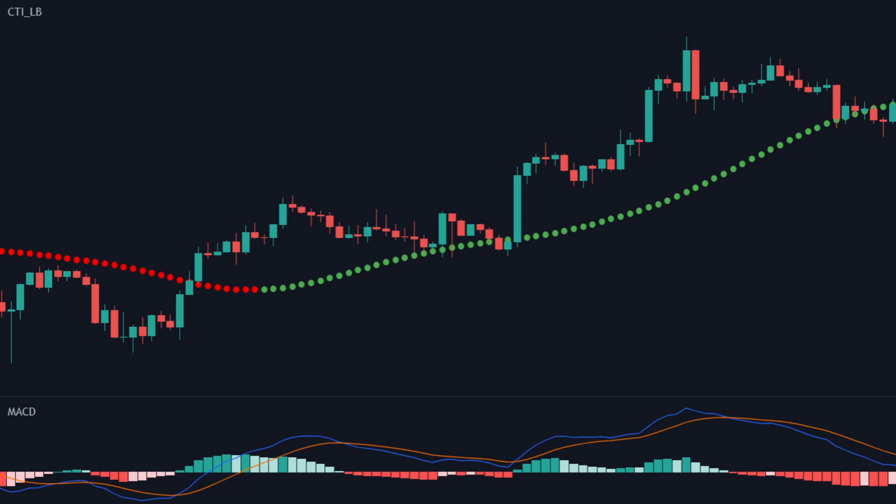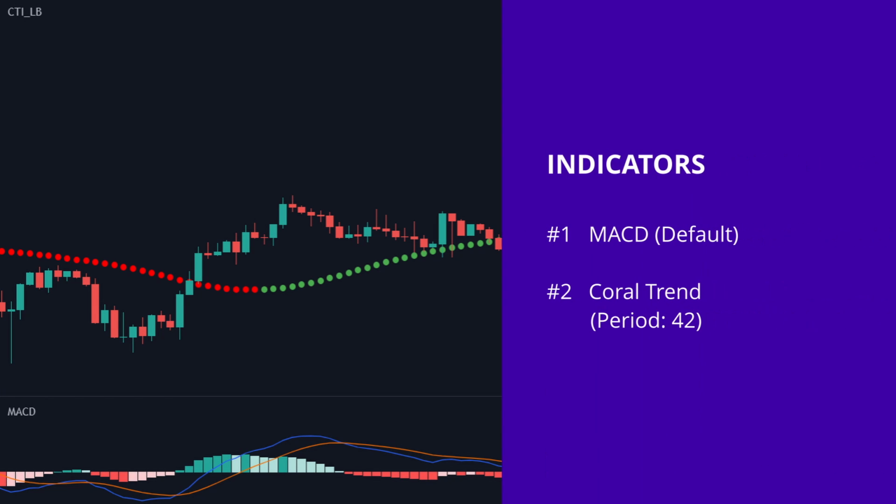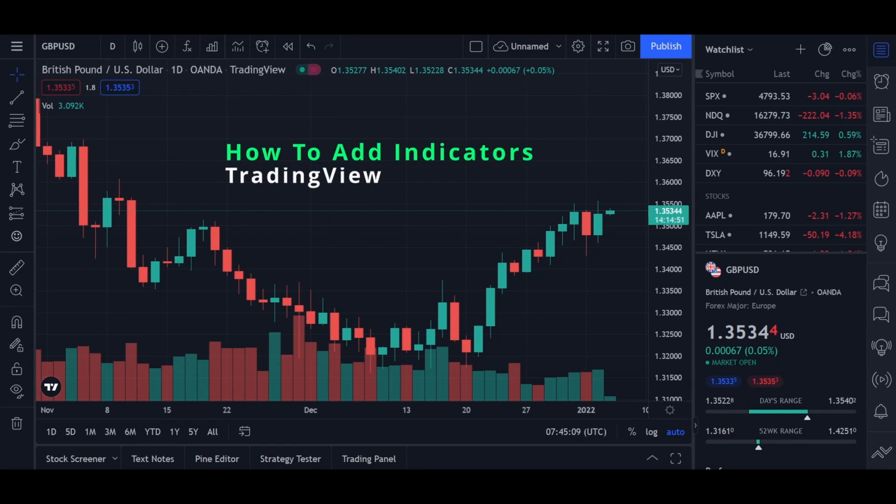In this strategy, we will need 2 technical indicators. The first indicator is MACD with default settings. The second indicator is Coral Trend with period of 42. If you use TradingView, feel free to follow me to configure the indicators.